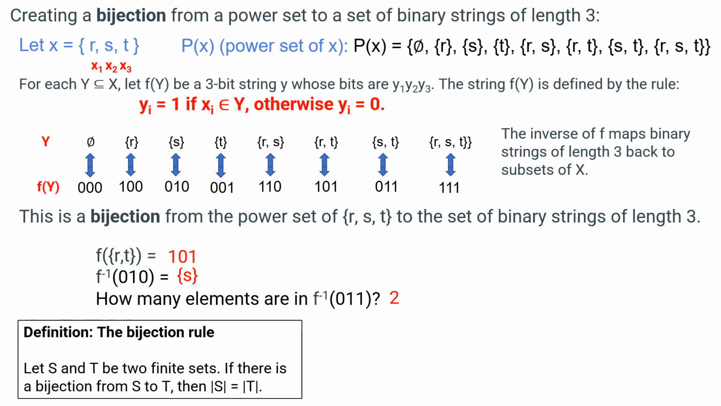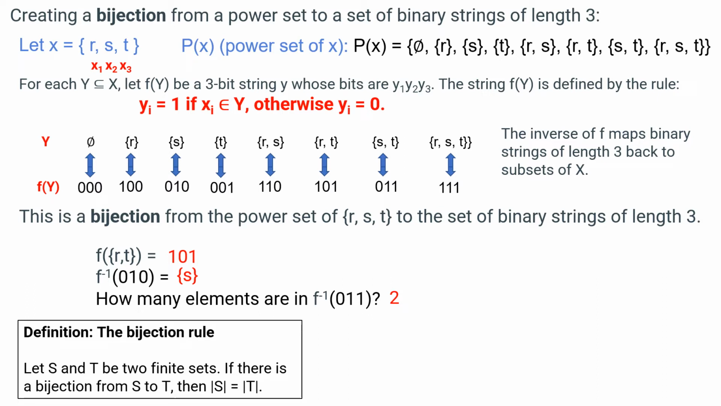So now let's talk about the bijection rule. We know that we've just created a bijection here, and so after we learn about the bijection rule, let's see if this seems to work for this example. The bijection rule says this: let S and T be 2 finite sets. If there is a bijection from S to T, then the number of elements in S is equal to the number of elements in T.